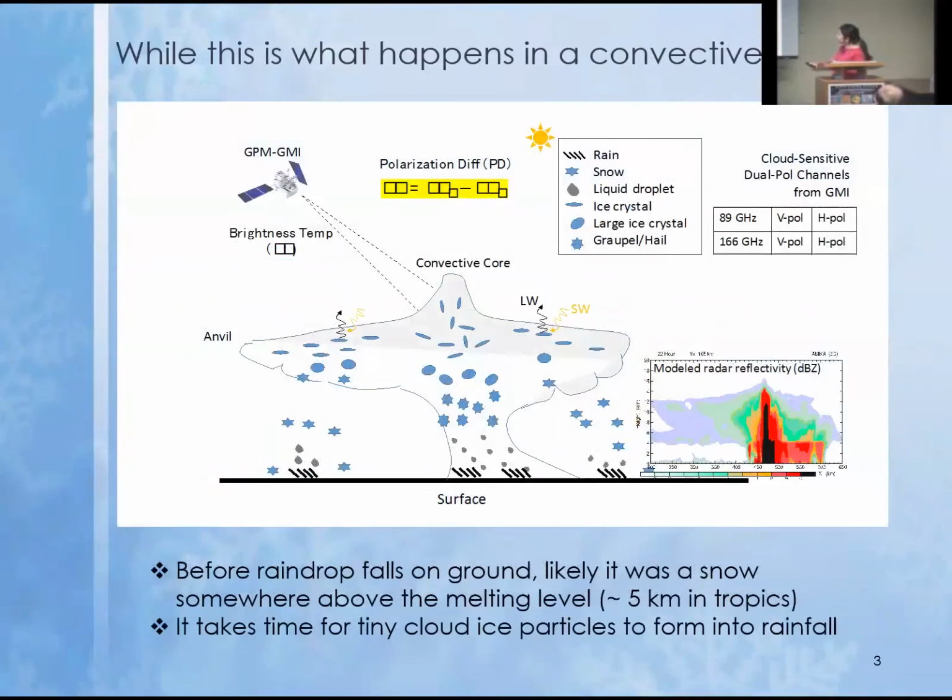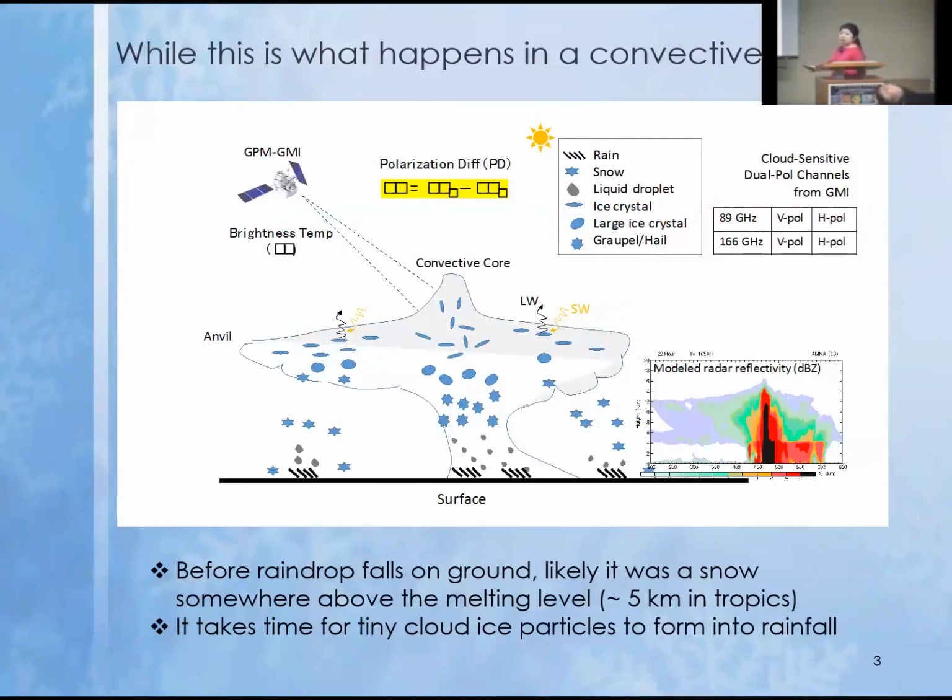In this type of convective cloud, you have a convective core and a big deck of anvil clouds and precipitation underneath. But within the convective cloud, you have very small ice crystals that are oriented in different directions. They're not spheres. When they grow bigger and bigger, you have larger ice crystals, and then they fall, forming snow, and they precipitate down. Once below the freezing level, they melt and become liquid droplets and eventually become rain onto the surface.